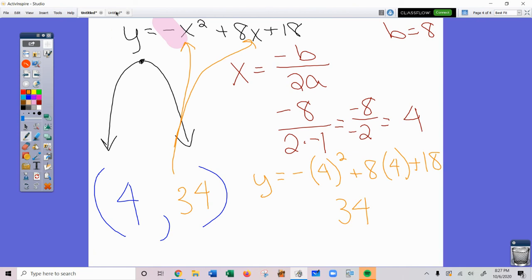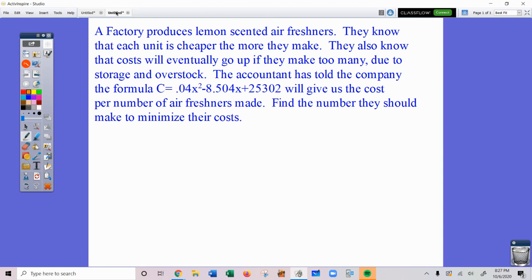Now let's take a look at how we can use this in a story problem. And I know my students read this problem and freak out, but let's just take a look. A factory produces lemon-scented air fresheners. They know that each unit is cheaper the more they make. They also know that costs will eventually go up if they make too many, right? This is due to storage and overstock. So this is a pretty real-world situation of what businesses are looking at. The accountant has told the company the formula, and it gives us the formula. This formula will give us the cost per number of air fresheners made. We want to find the number they should make to minimize their costs.